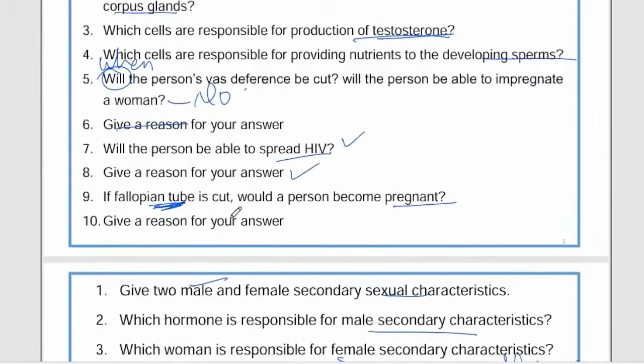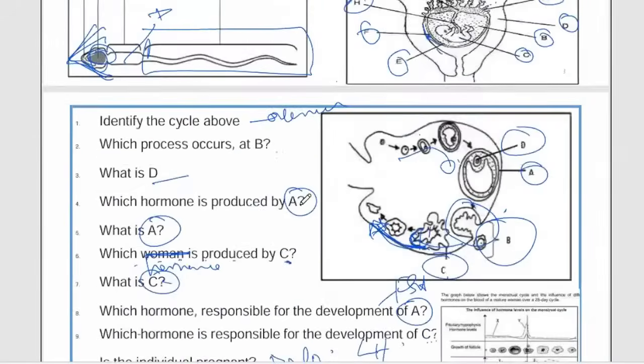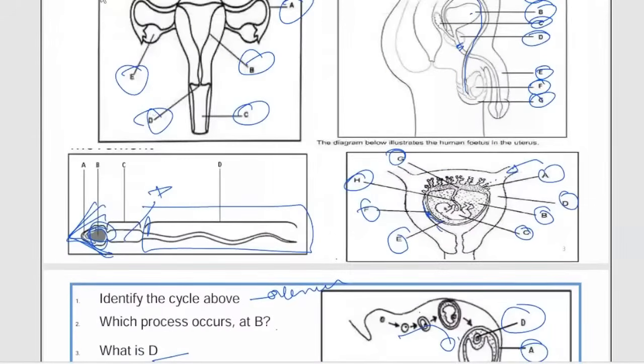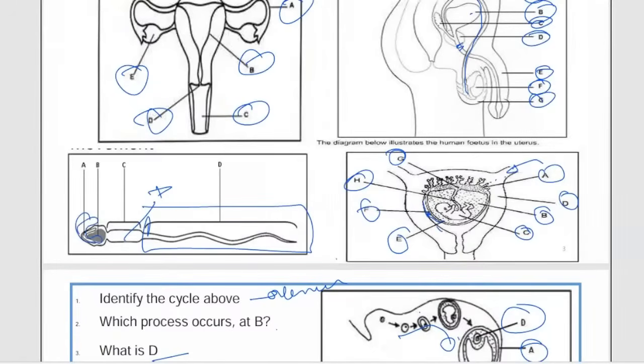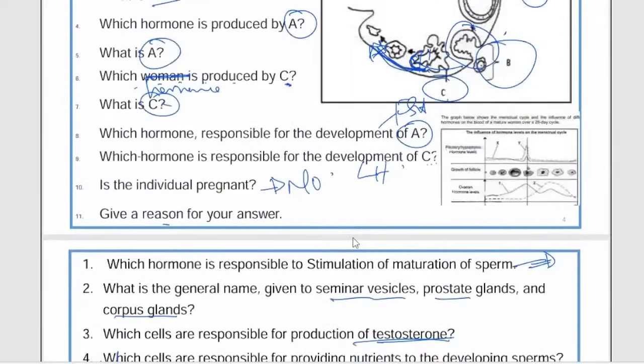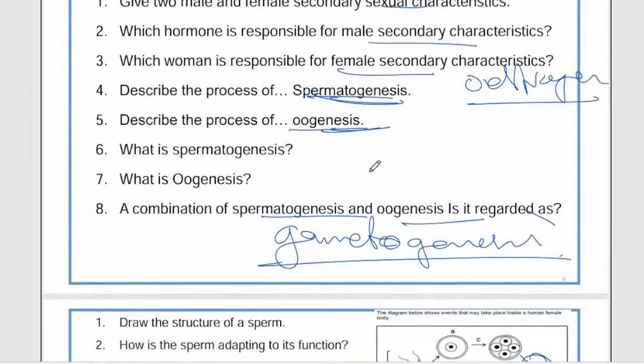And then if they ask you how it is adapted for fertilization, here you only talk about the head. It has the acrosome, which contains enzymes to digest the membrane of the ovum, and then the nucleus, which contains the genetic material for inheritance. Then we go to the next question.